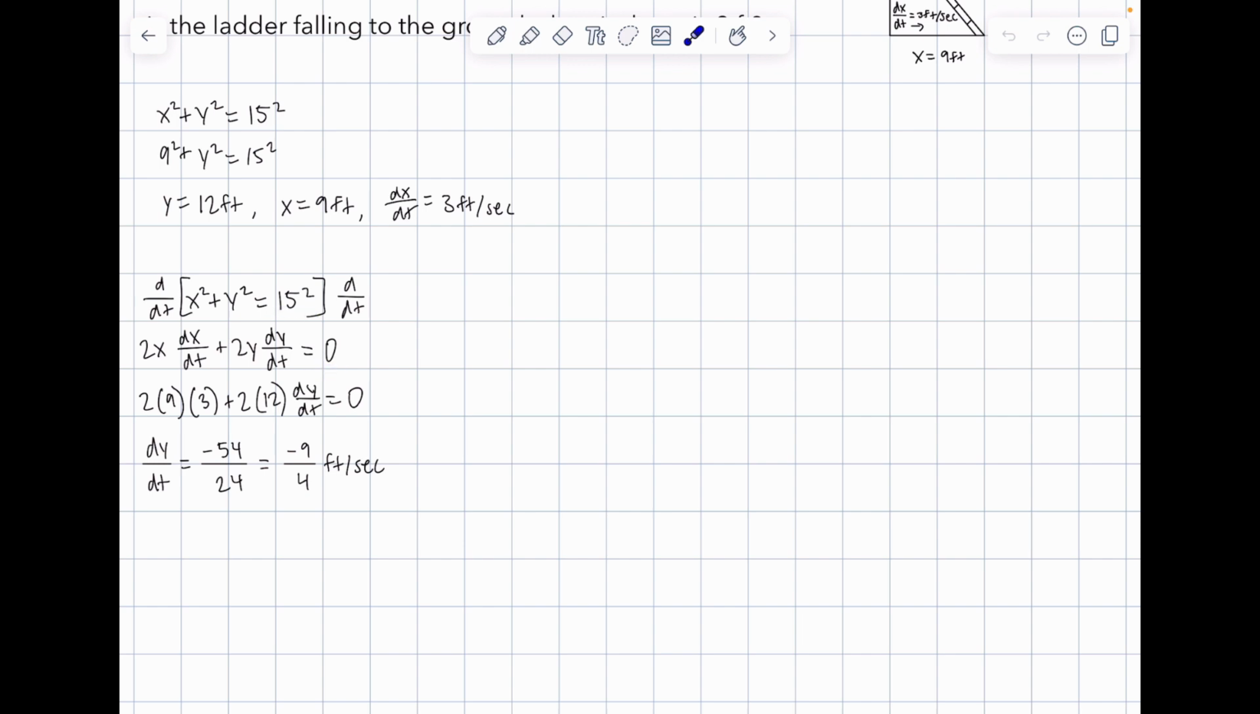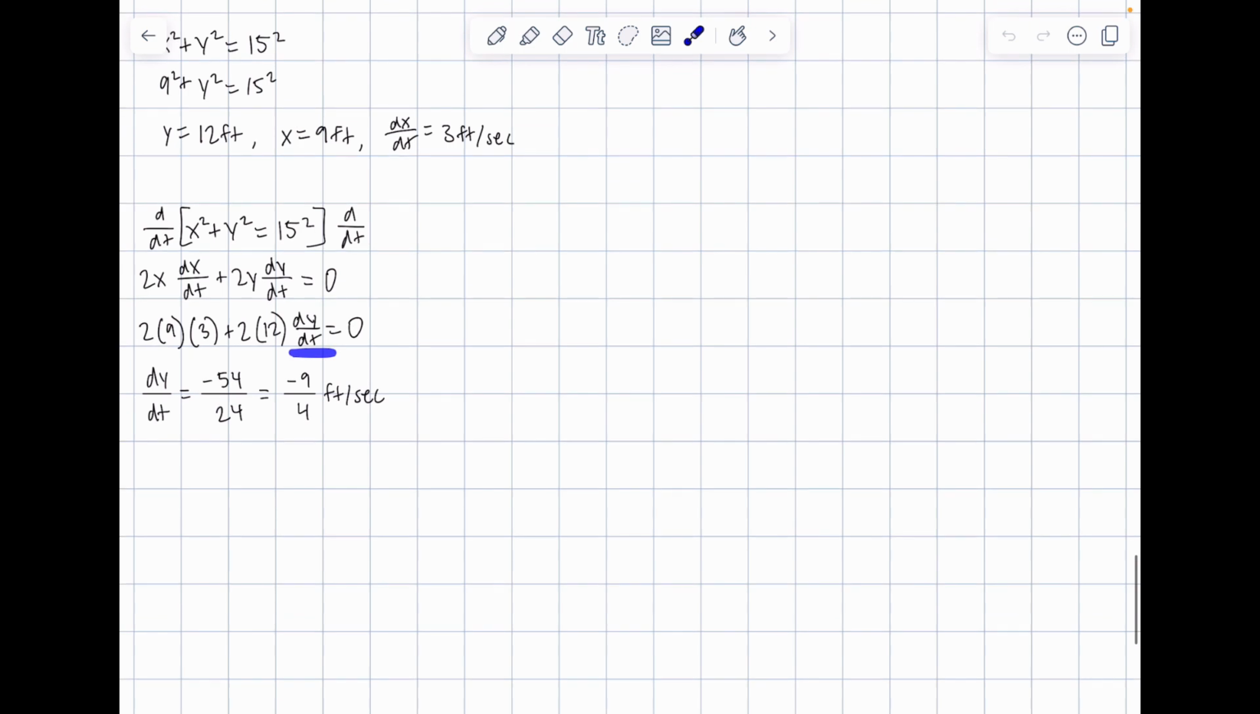And so now we plug in what we know. So we know x is 9 feet. We know dx over dt is 3 feet per second. We know that y is 12, and we're solving for dy dt. And so once you do a little bit of algebra, moving the terms to the right side and dividing, you get that dy over dt equals negative 54 over 24, which is negative 9 over 4 feet per second.